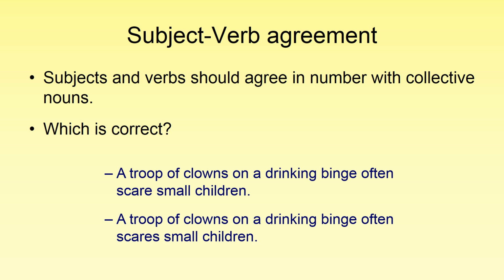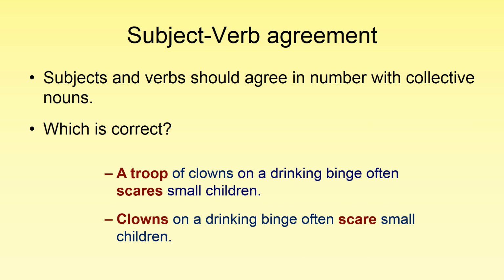An easy way to test if the verb is singular is to get rid of a troop of clowns and put something singular, like in this case, a clown. A clown on a drinking binge often scares small children. Suddenly you can see that this verb doesn't work. It's actually scares. A clown on a drinking binge often scares small children. So in this case, we have a troop scares and clowns scare. So remember these collective nouns, they are singular in meaning and they often cause confusion with the verb.